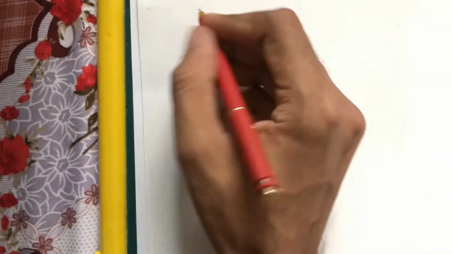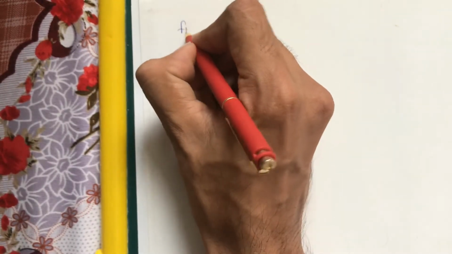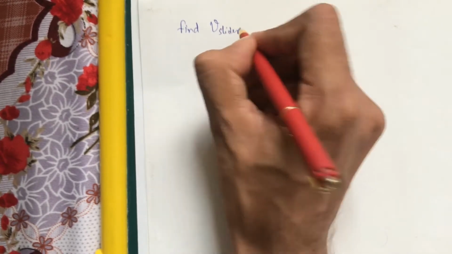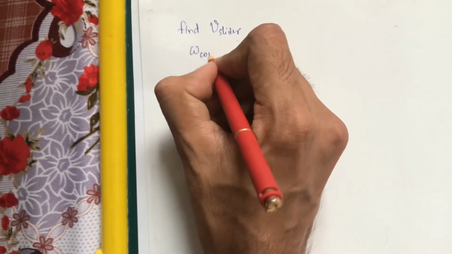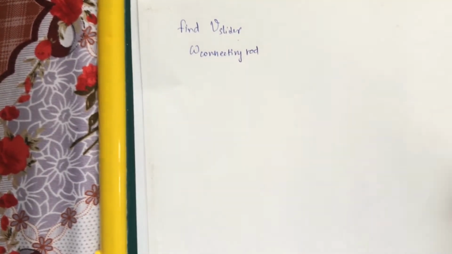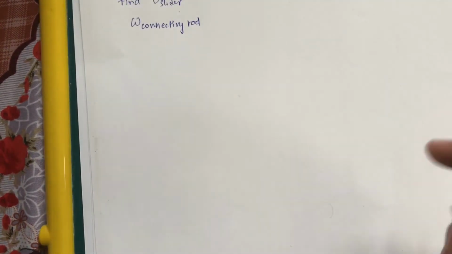Instantaneous center method to find velocity of various configurations. Let's consider a slider crank mechanism. Before that, the question is given: find the velocity of the slider and angular velocity of the connecting rod. And first we will draw the configuration diagram.